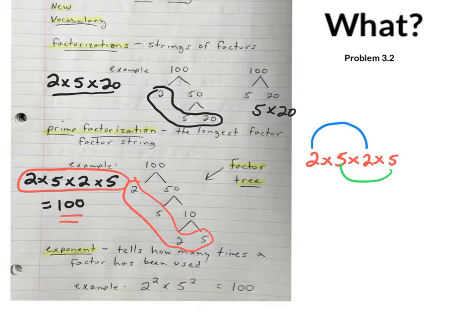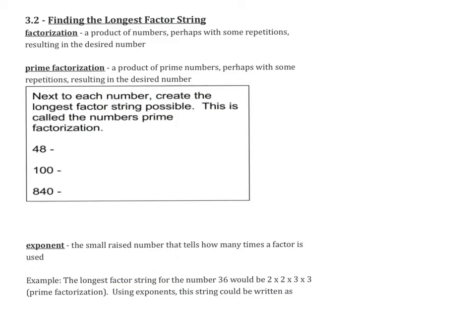So our final answer with exponents would be 2 to the second power times 5 to the second power, or you can say 2 squared times 5 squared. This is the exponent, and the 2 is the base, and the 5 is the base. So the exponent tells us how many 2's we had: 1, 2. How many 5's do we have? 1, 2. Both are prime.